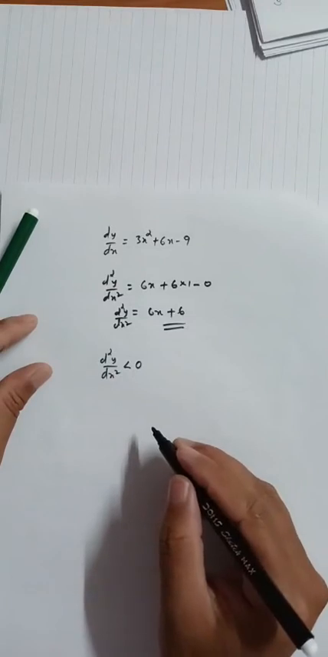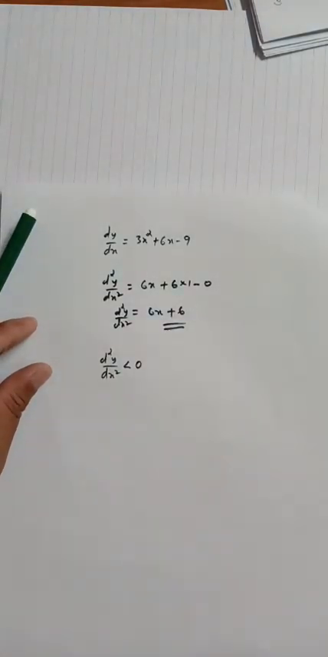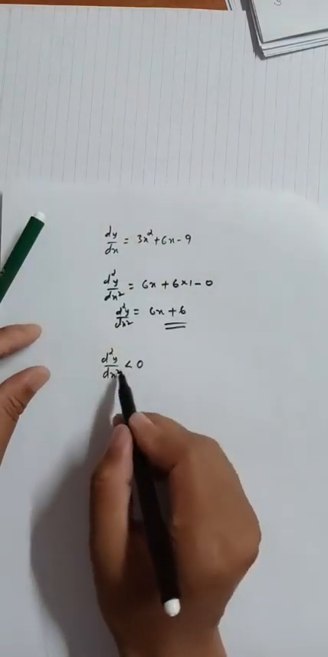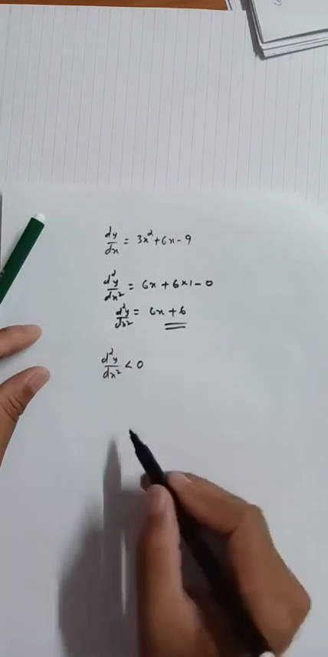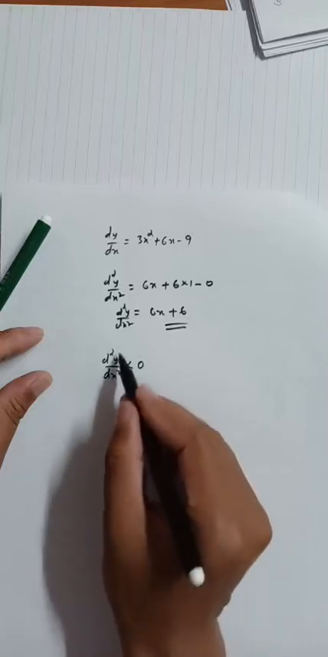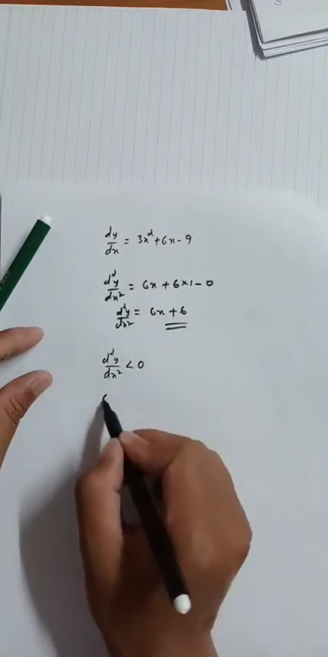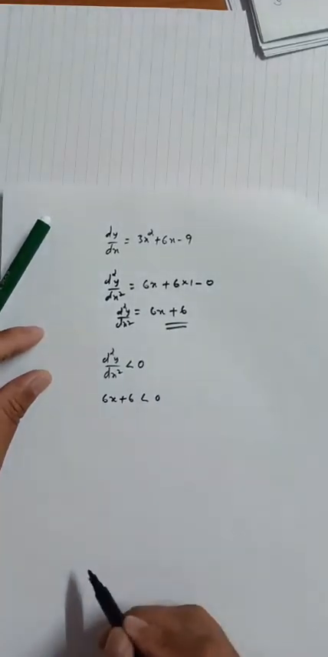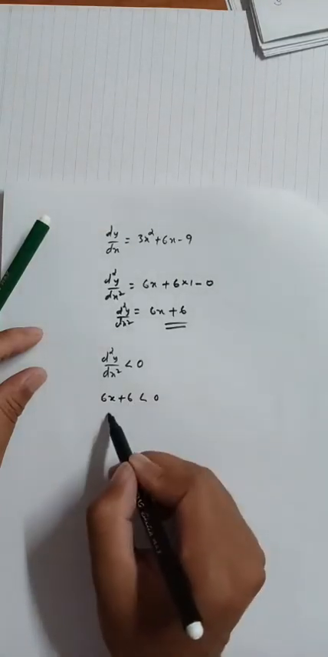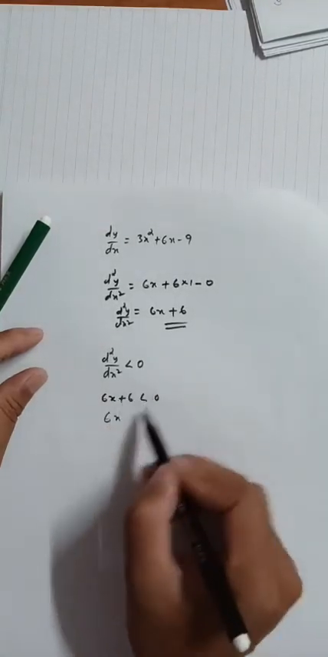Less than 0. We need the range of values of x for which d2y by dx square is less than 0. So d2y over dx square is less than 0 means you have to put 6x plus 6 less than 0.